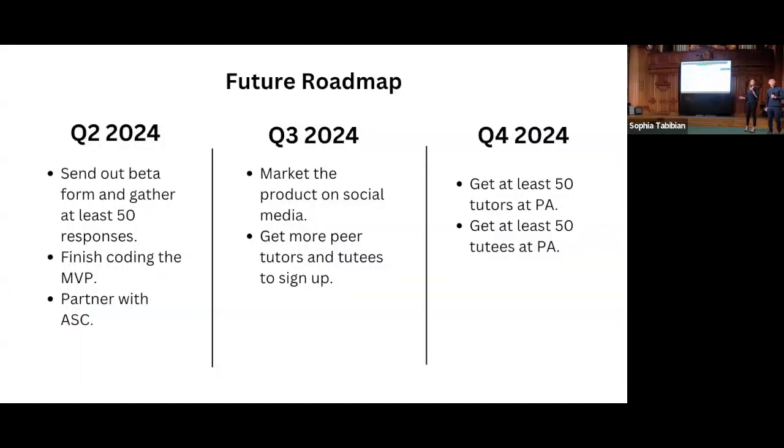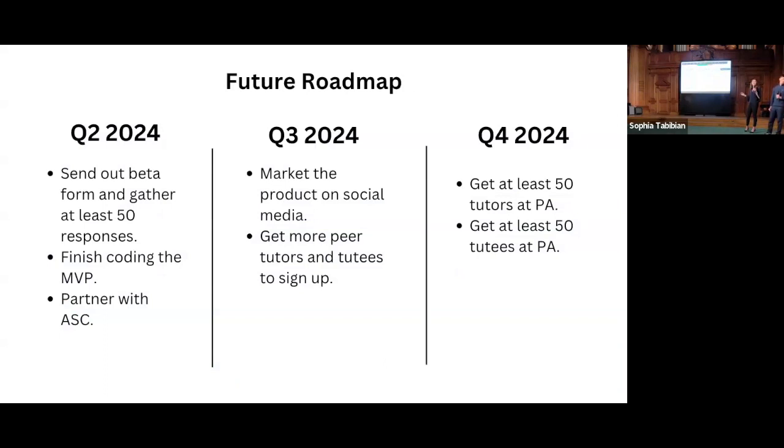Looking into the future, in the second quarter of 2024, we plan to send out the Conference beta survey to Andover students and gain at least 50 responses. We also plan to finish coding our MVP and gain more traction using the ASC. In the third quarter of 2024, we want to market our product on social media and gain a wider Andover audience. Once we have that wider Andover audience, we assume that more tutees and tutors will sign up.